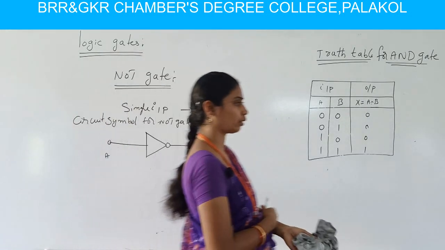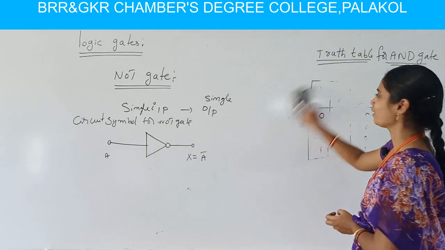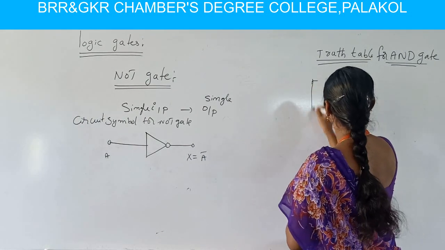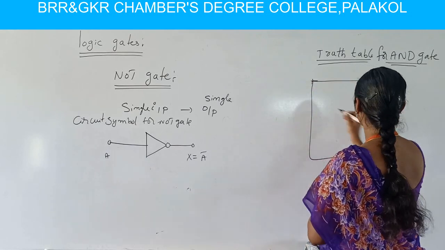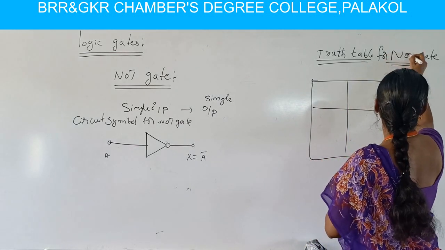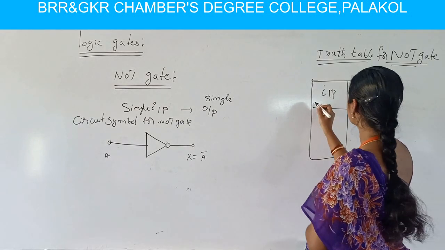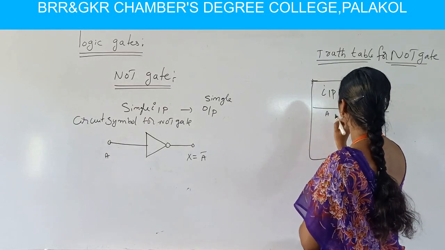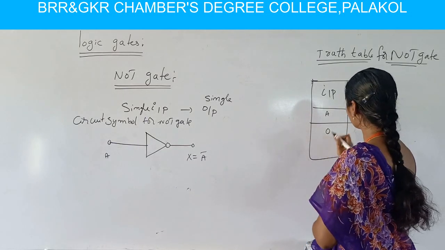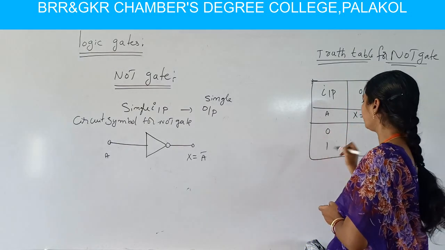So for the truth table of the NOT gate we have considered only one variable. We write the circuit symbol for the NOT gate, and we write the truth table for the NOT gate. Here the input and output are single. We consider the input as A, and the output X is nothing but A bar.